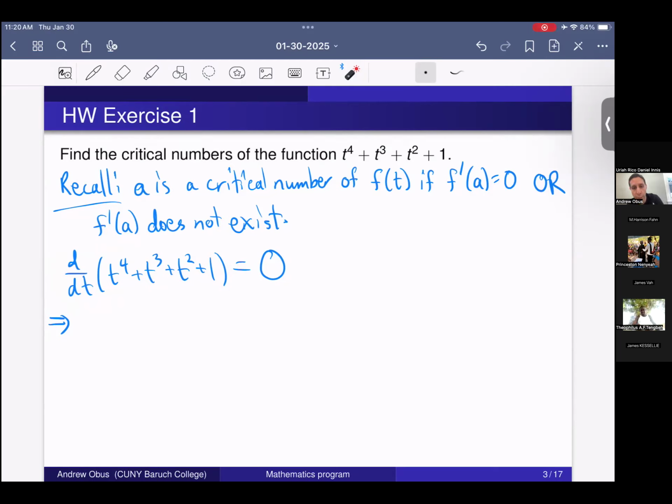Yes, Princeton? Yes, we're taking the derivative of t raised to the 4 power, which will be 4t raised to the third power, plus 3t raised to the second power, plus 1. Careful. What's the t squared here? What does that become? T squared is 2t. Exactly, that's exactly right. Equals 0 because the 1 disappears. Okay, great. So we want to solve this now.